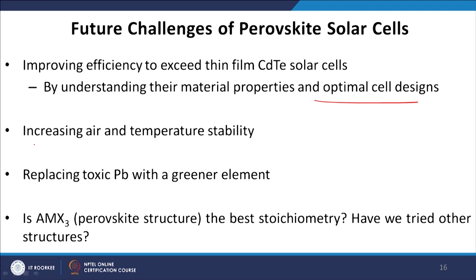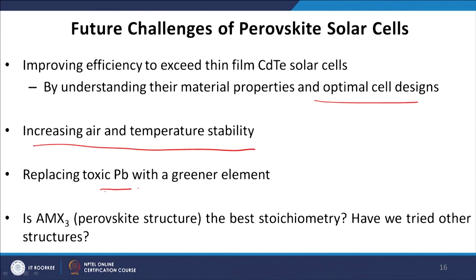But the most important challenge is increasing air and temperature stability. We will discuss in detail later about this air and temperature stability and how we can prevent this instability, because there is a lot of research interest ongoing now to make a stable, air processable, ambient condition stable perovskite solar cell.